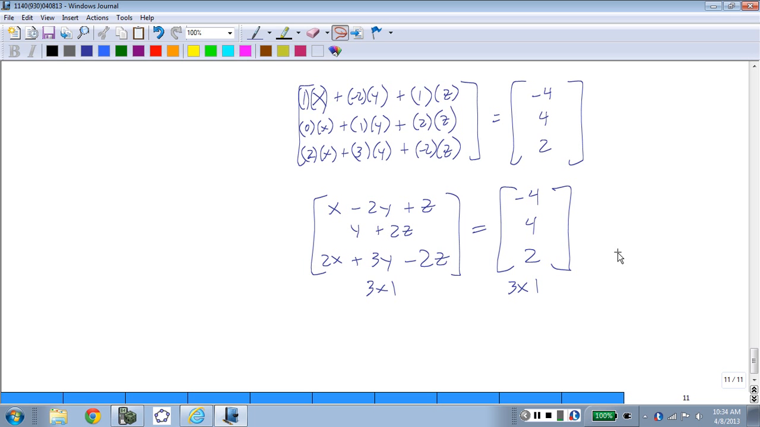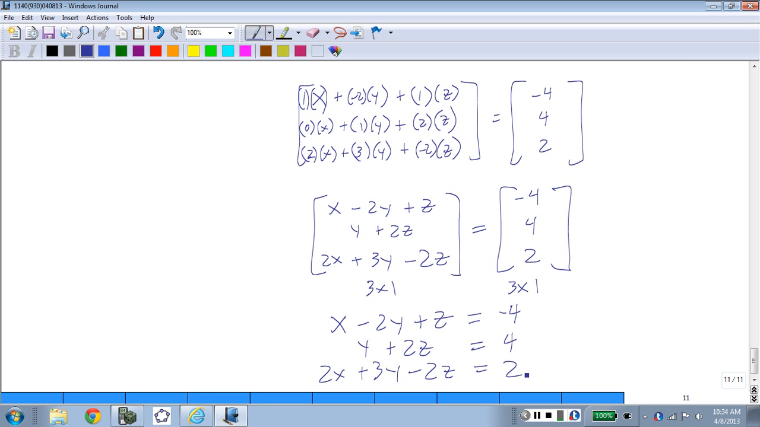If I say this matrix on the left is equal to that matrix on the right, then it must be that what? Each value on the left equals the one on the right. Yes. So x minus 2y plus z must equal negative 4. And y plus 2z must equal 4. And 2x plus 3y minus 2z must equal 2.